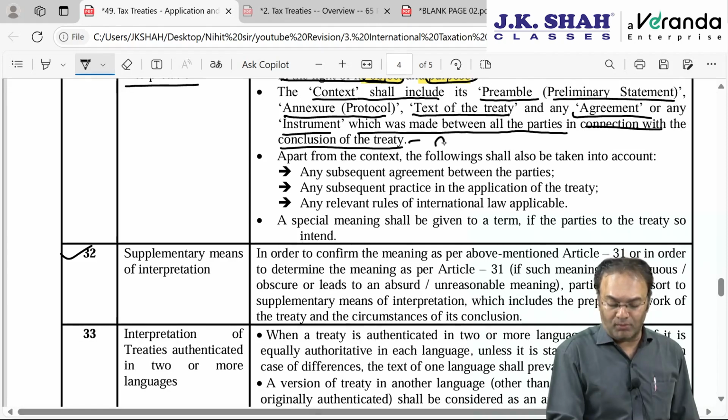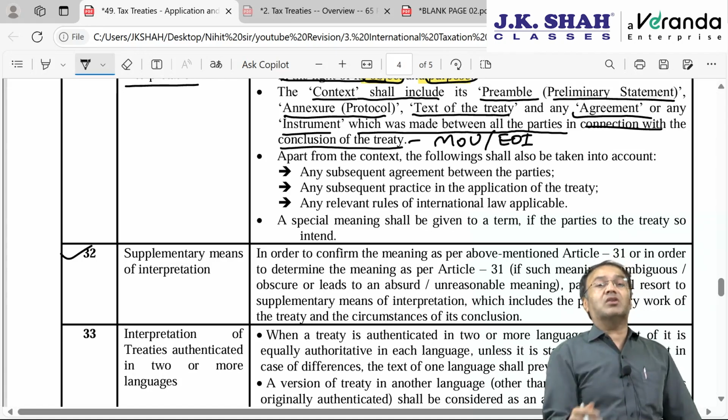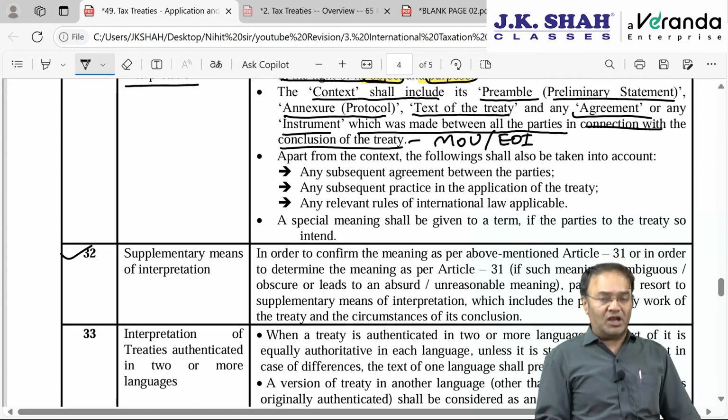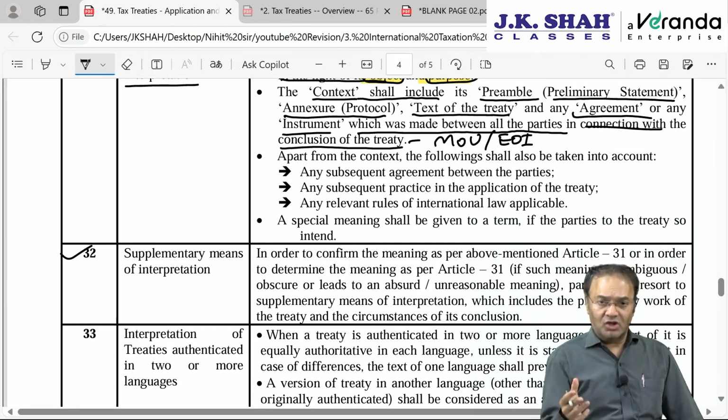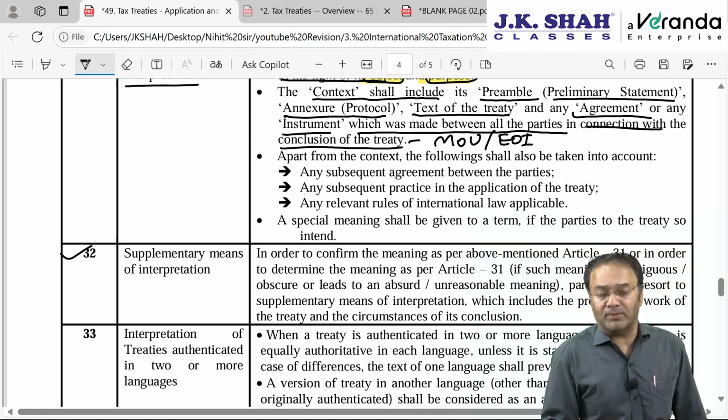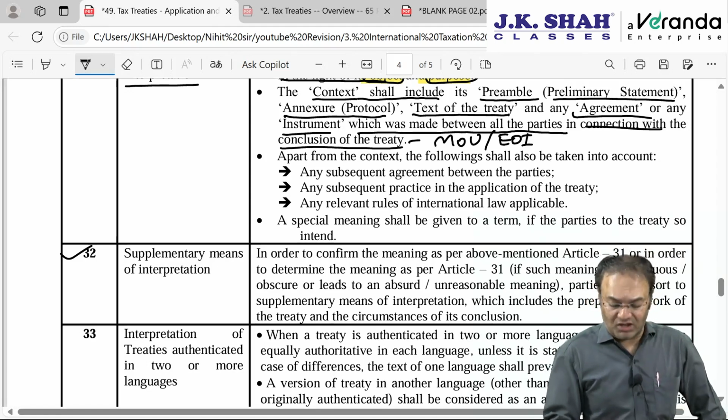Generally they have an MOU, Memorandum of Understanding, or an Expression of Interest, EOI. When one country contacts the other country saying we are interested in entering into a treaty with you for such and such purpose, in that communication they also describe the purpose for which they intend to enter into the treaty. So that can also be used for deriving the context in which the treaty is used.